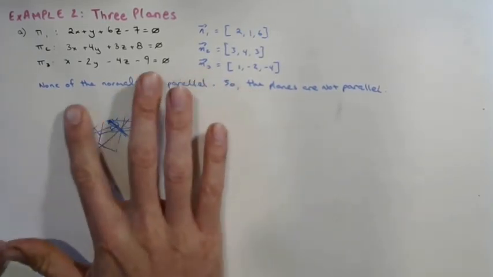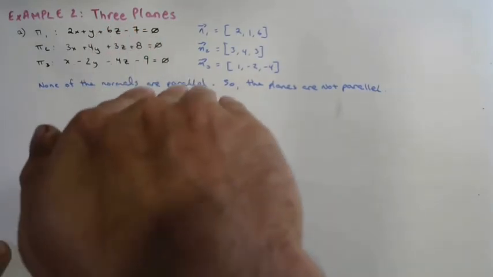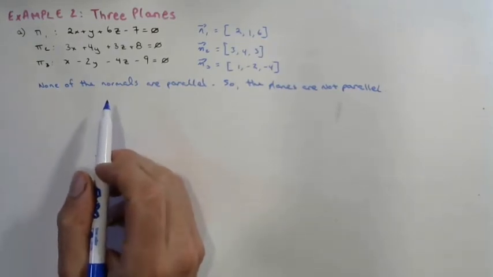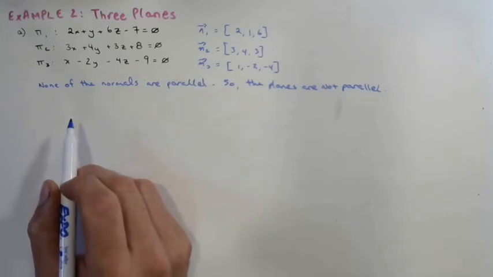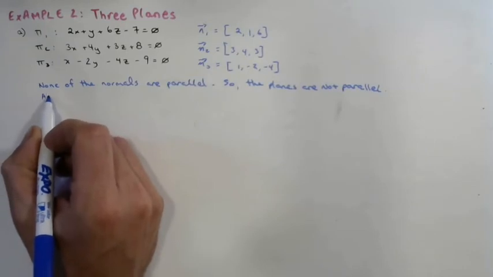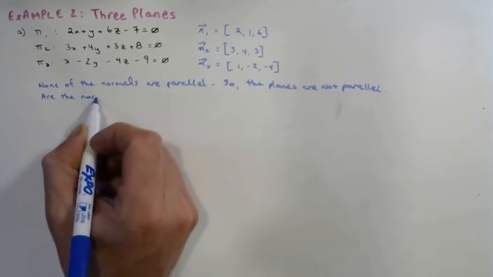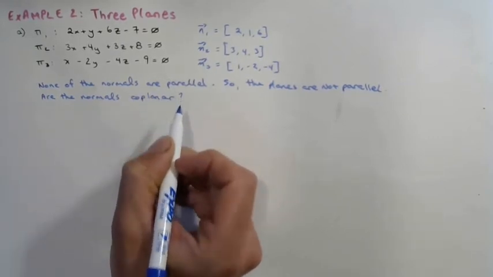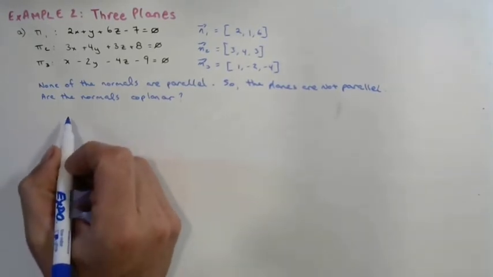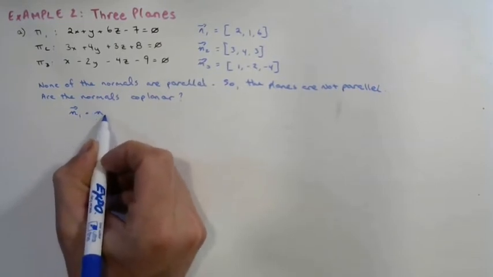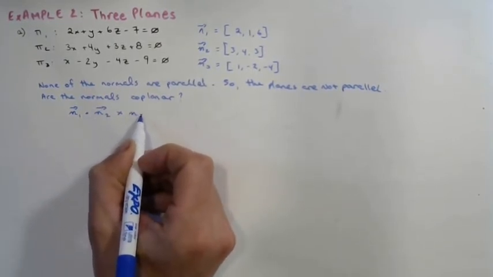Or are they going in 3 totally different directions, in which case they're going to only intersect at a point. In that case, the normals would not be parallel or coplanar. So we're going to check to see if our normals are coplanar. Are the normals coplanar? And in order to check that, we're going to use our triple scalar product. N1 dot N2 cross N3.